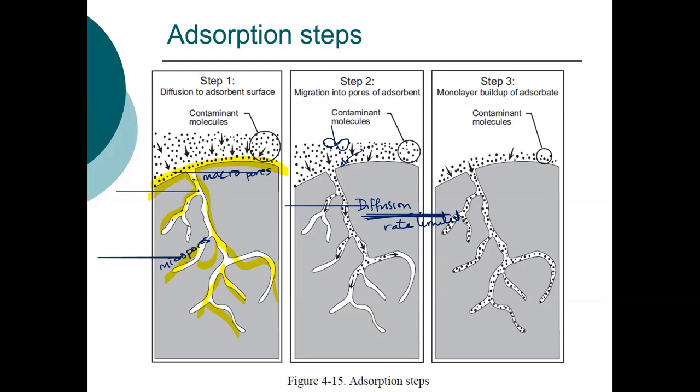I can increase temperature. If I increase temperature, I increase diffusion. The problem is, if I increase temperature, I decrease adsorption, because the actual process of adsorption is exothermic. So what does that mean if I have hot gases?